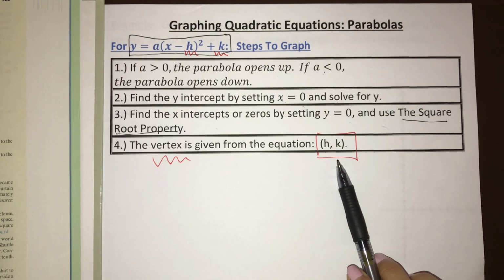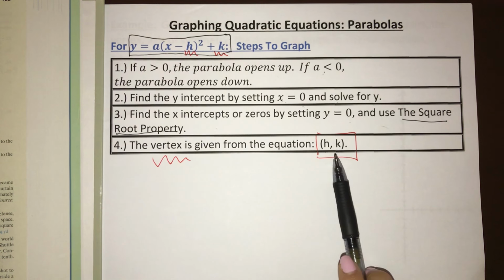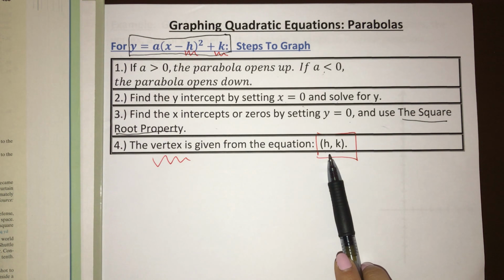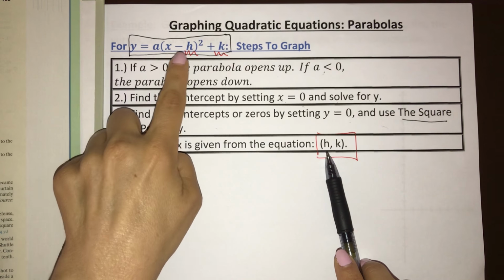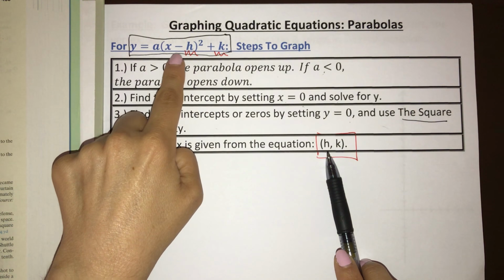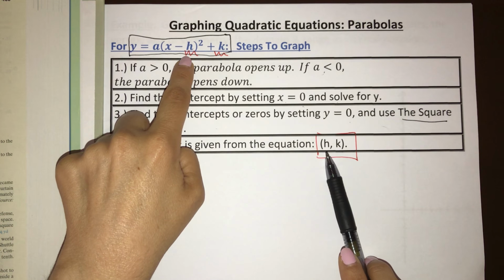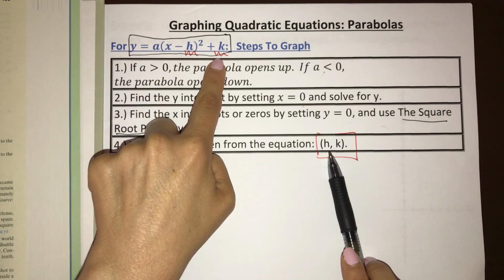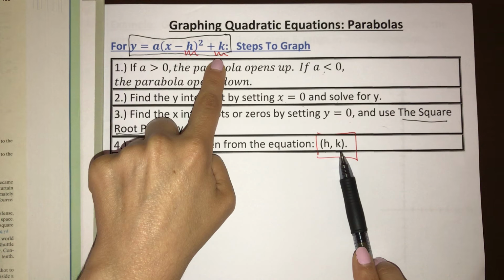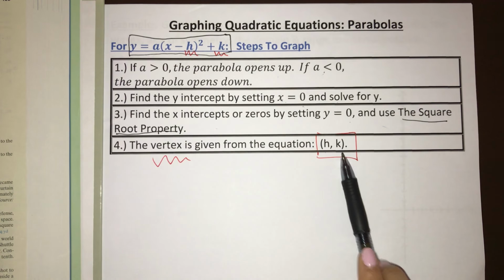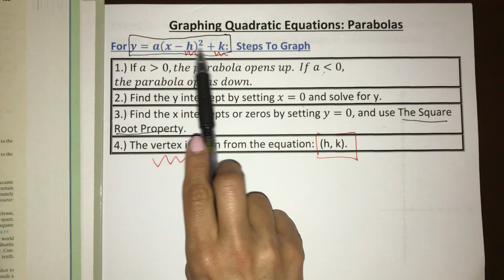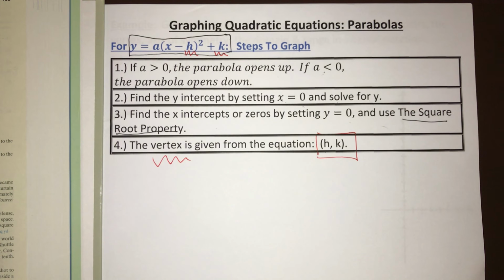You do have to be careful with the signs. What you want to notice is that when you write your vertex, the x-coordinate is the opposite sign. So if it says minus h, we just write h, where the y-coordinate is the same sign. When you look at your equation, you could have a plus or minus in these two places, depending on the problem. For the x-coordinate, it's the opposite sign. The y-coordinate is the same sign as in the equation.